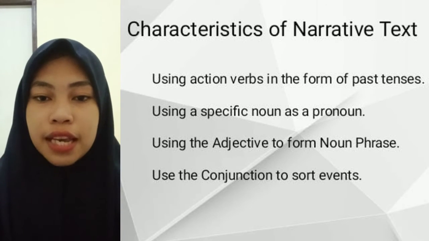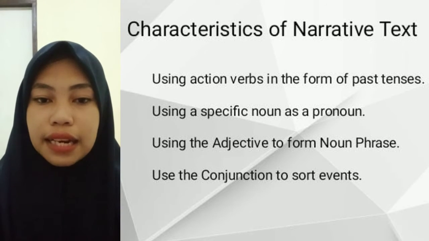Next, the characteristics of narrative text. 1. Using action verbs in the form of past tense. 2. Using specific nouns as pronouns. 3. Using adjectives to form noun phrases. And the last, 4. Using conjunctions to sequence events.